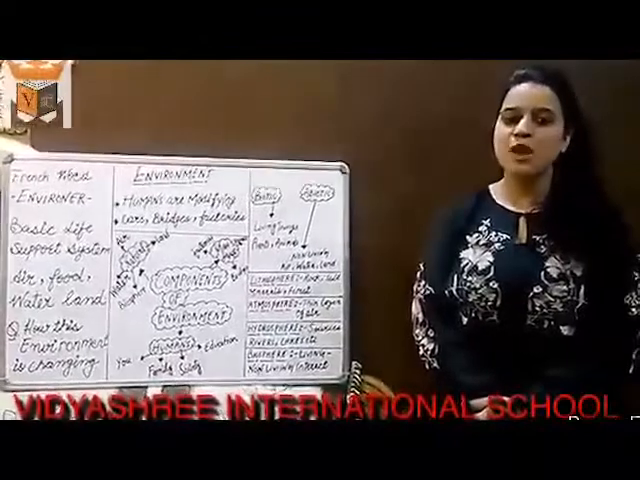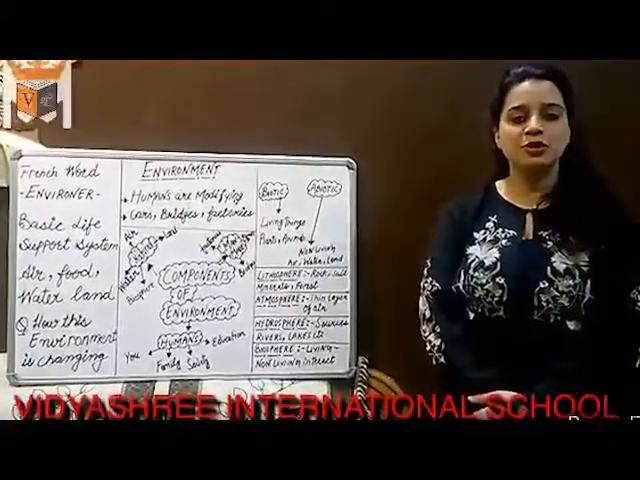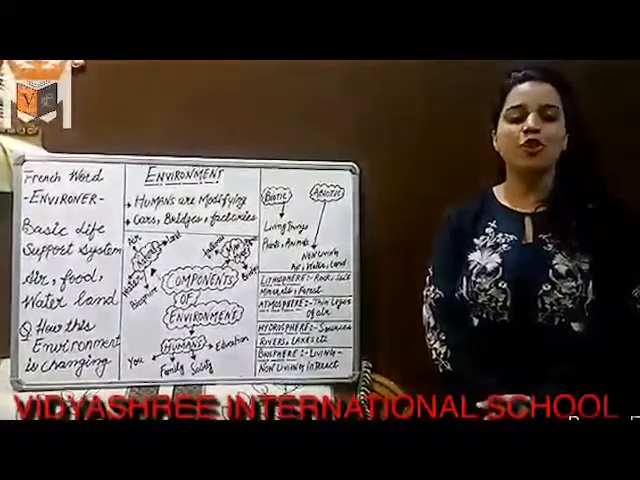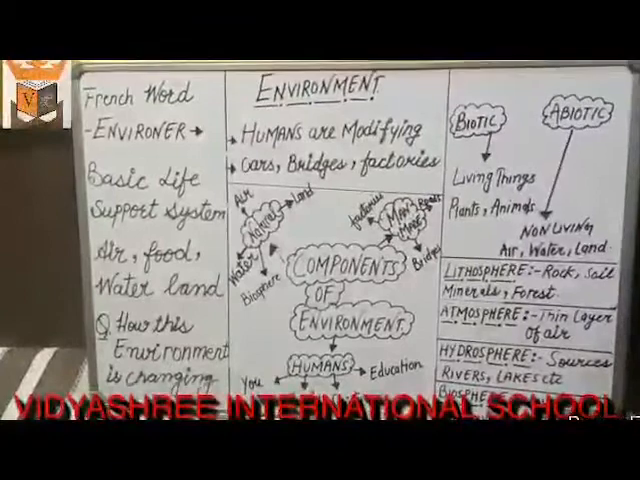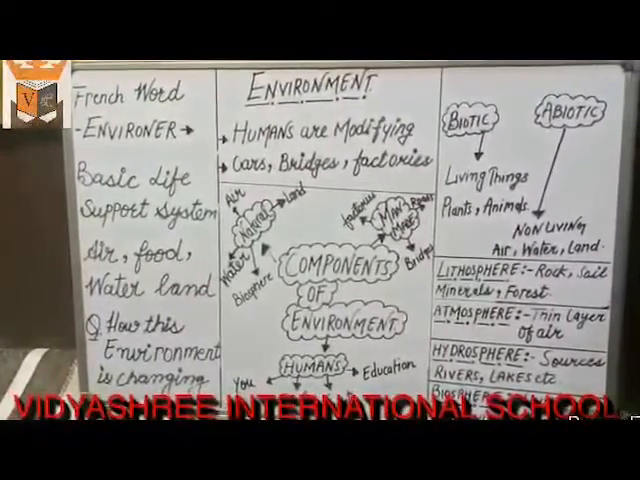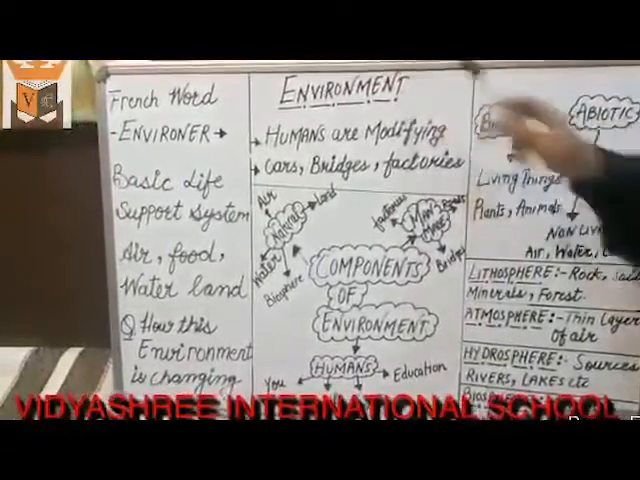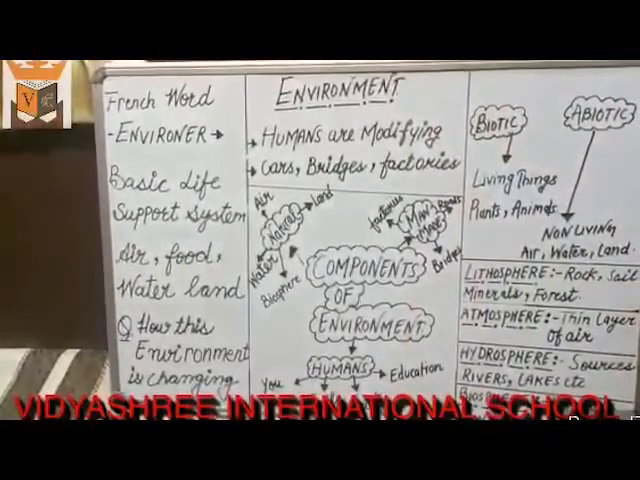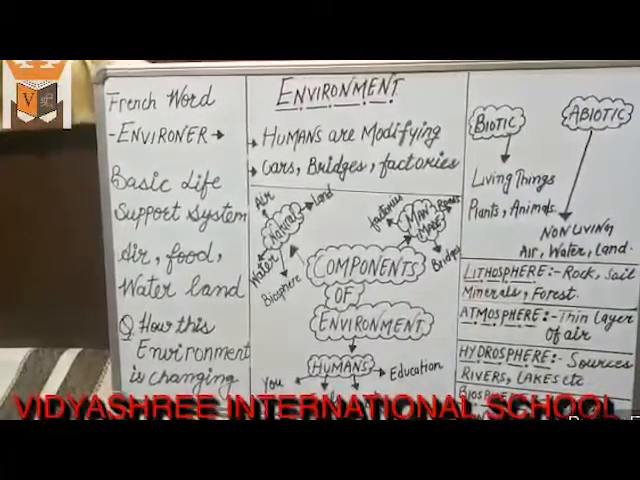I, Charu Goswami, your social science teacher, will be giving you a brief description of the first chapter of geography, and that is environment. The very first thing that comes to our mind is, what does this word environment mean? First of all, I want to tell you this word derives from the French word environ, which means neighborhood.